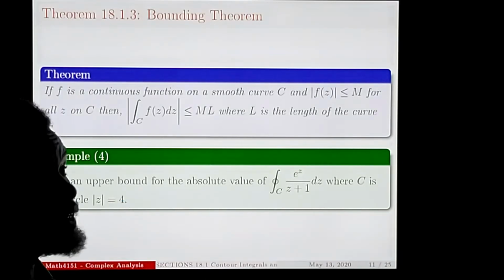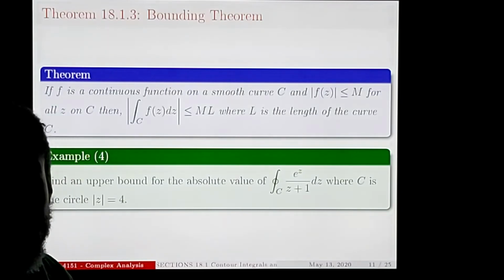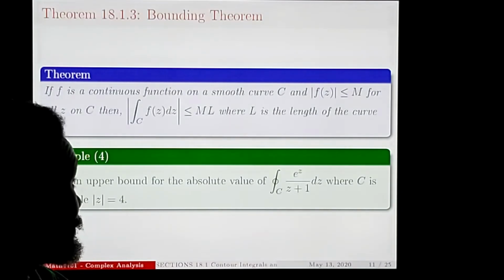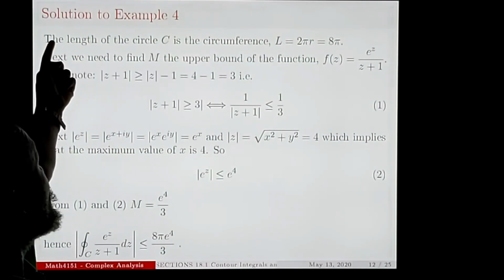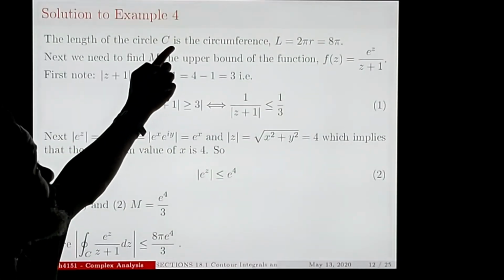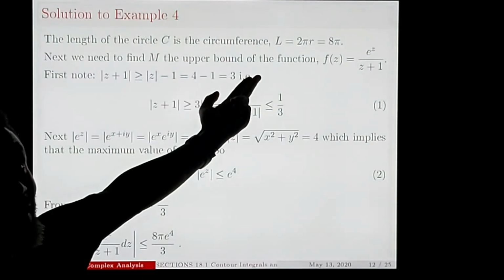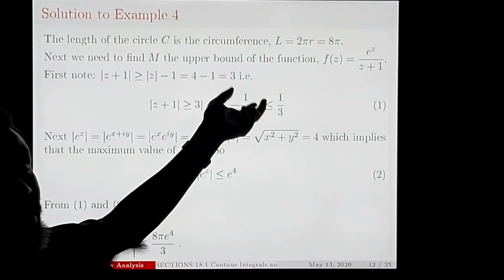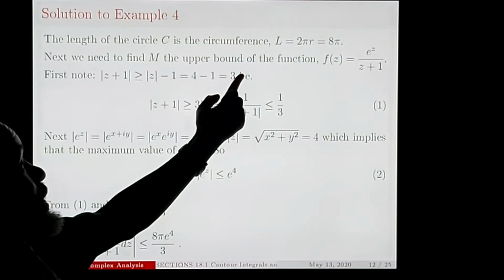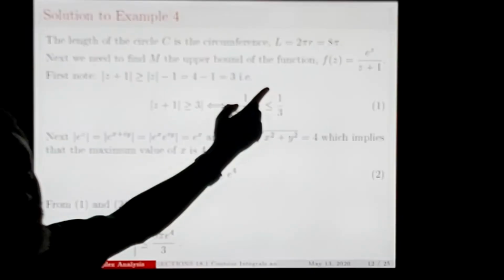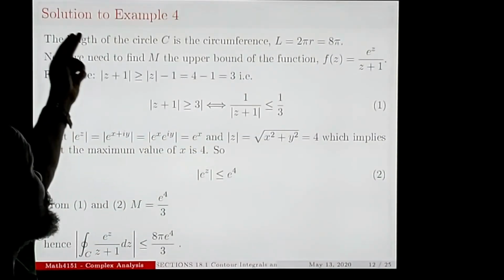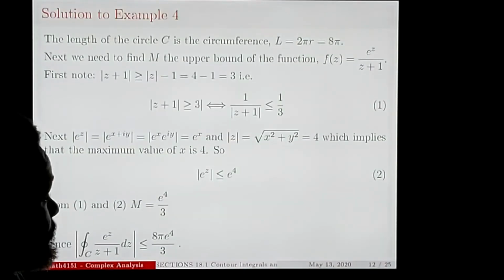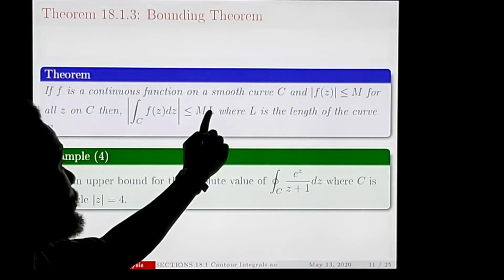So what do we need? We need the upper bound for the function, and we need the length of the curve. Now, a circle, what is the length of a circle? So solution, example 4. The length of a circle is usually the circumference, which is just 2 pi r, or pi times the diameter. So it's just 2 pi, and the radius is 4, in case you have forgotten. So it's 8 pi. So we found L.